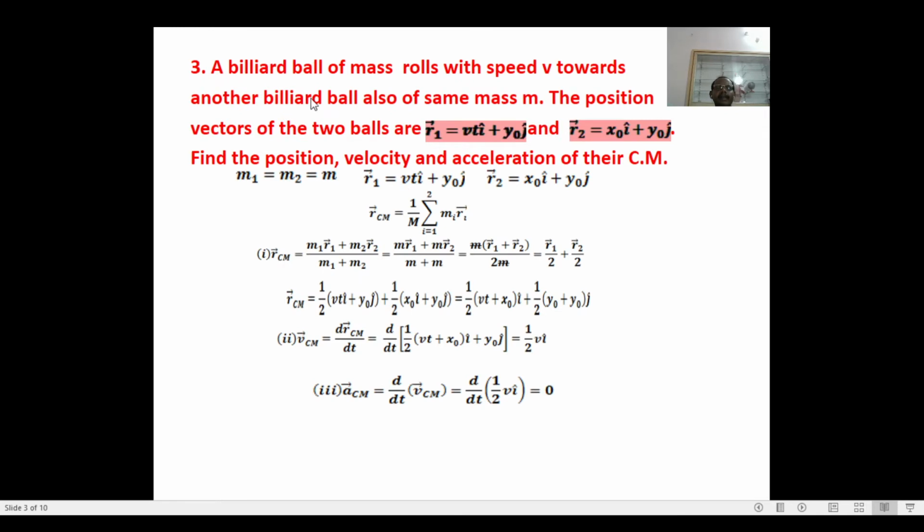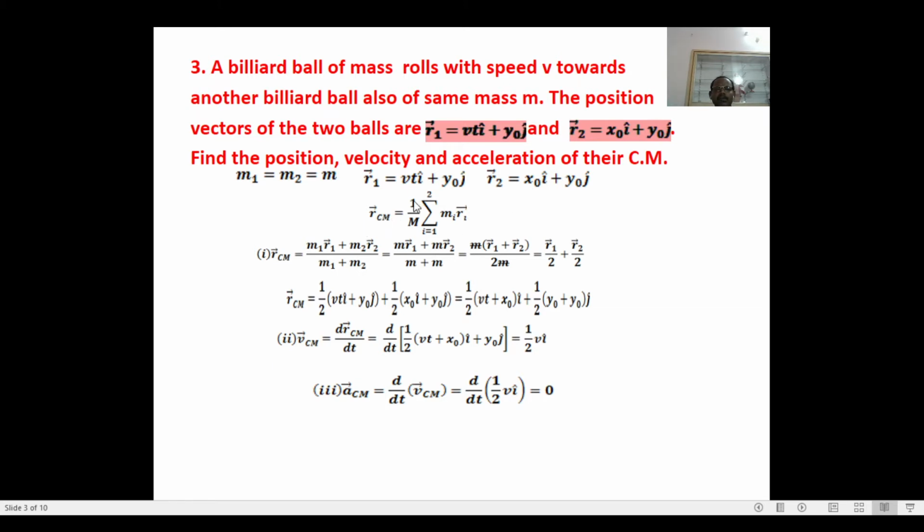Number 3. A billiard ball of mass m rolls with speed v towards another billiard ball also of the same mass m. The position vectors of the two balls are r1 vector is equal to vt i cap plus y naught j cap, and r2 vector is equal to x naught i cap plus y naught j cap. Find the position, velocity and acceleration of their center of mass. m1 is equal to m2 is equal to m, r1 vector is equal to vt i cap plus y naught j cap, r2 vector is equal to x naught i cap plus y naught j cap.